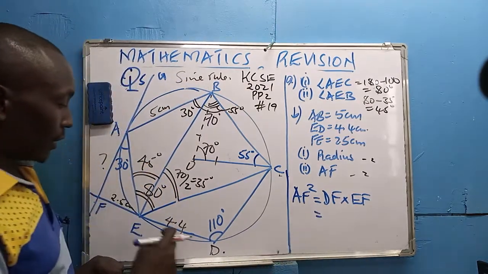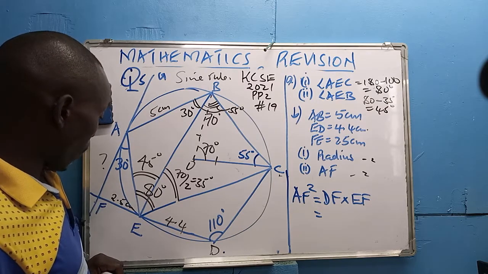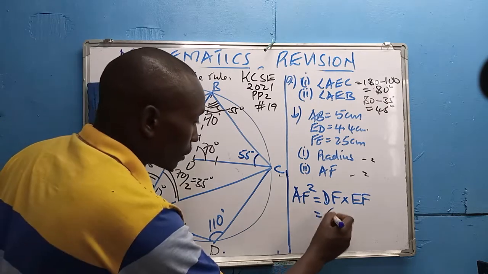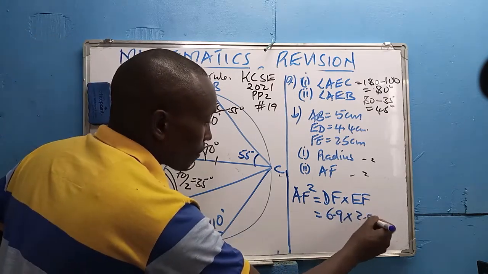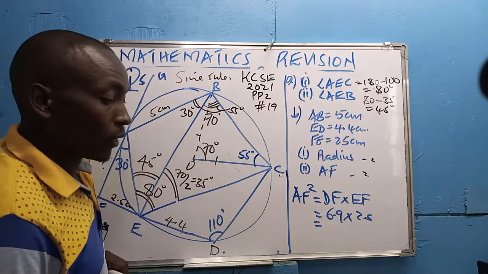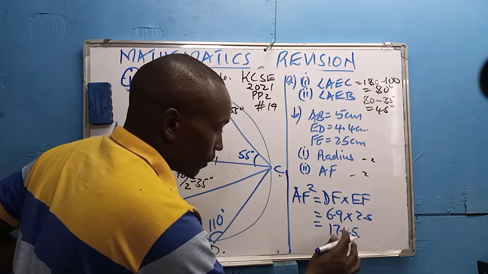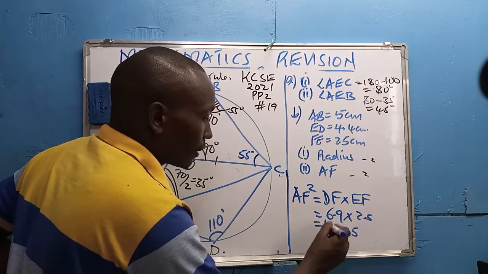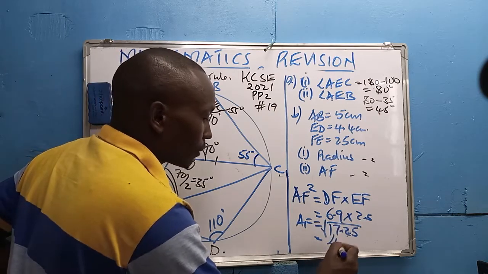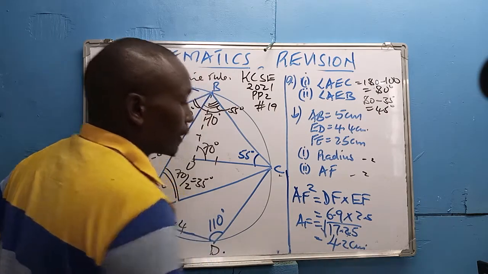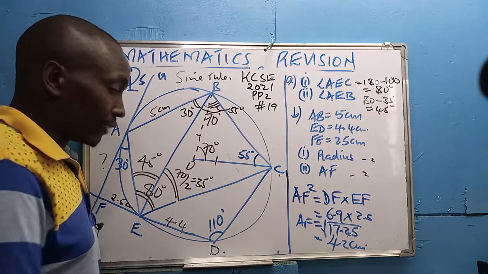Now, what is DF? 2.5 plus 4.4, you get 6.9. So 6.9 times the outer one, 2.5. If you work this out, you get 17.25, I think. You can confirm with your calculator. So if I'm working out AF, it will be the square root of this one, to one decimal place, 4.2 centimeters. Now, basically that is how you go about it.